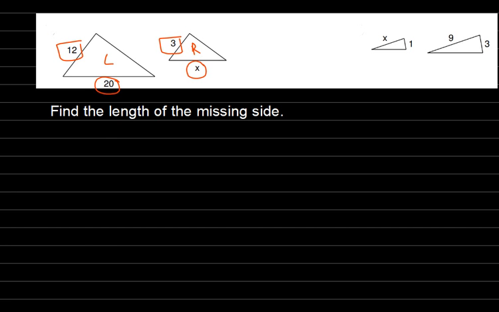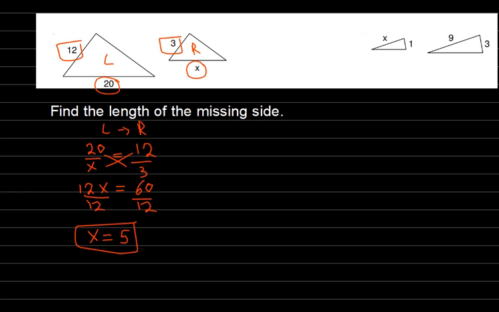So we're going to do left to right since we did right to left before. Left to right, so that means 12. You can do it, doesn't matter really. 20 over x is similar to 12 over 3. You cross multiply again, so that's 12x equals 20 times 3, or 60. You divide by 12, you end up with x equals 5. That's our answer. Okay, so that's how you find the missing side.